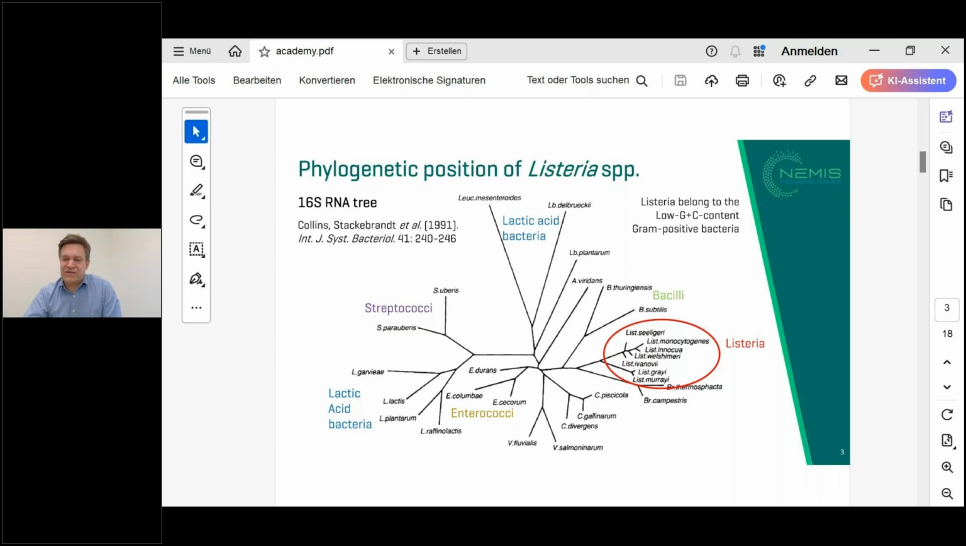Close relatives of Listeria are, for example, the bacilli, so the Bacillus cereus group, Bacillus thuringiensis, and Bacillus subtilis, which are also very common, for example, in soil. Also quite closely related are lactic acid bacteria like Leuconostoc or Lactobacillus, Streptococci, another group of lactic acid bacteria, and Lactococcus lactis, the famous one used for yogurt. And then the Enterococci are also closely related to Listeria.